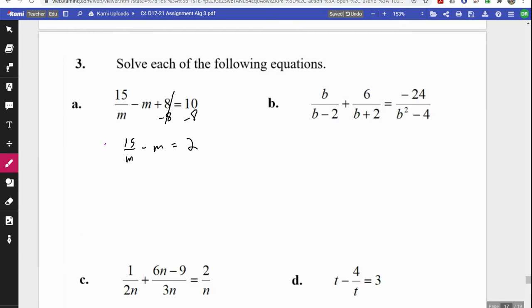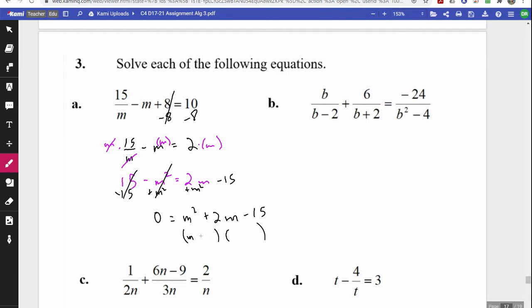Now multiply everything by M. First one cancels out. This one will be M times M, and this one will be times M. So 15 minus M squared equals 2M. To solve this, everything's got to be on the same side, so I'm going to move everything to the right side. This will be M squared, so I added an M squared to both sides, and I'm subtracting a 15. All this junk is going to be M squared plus 2M minus 15.